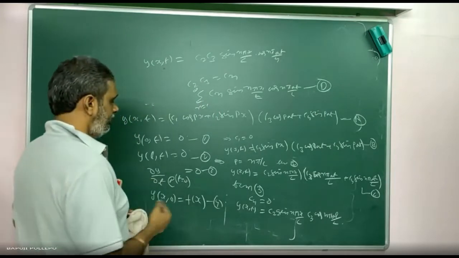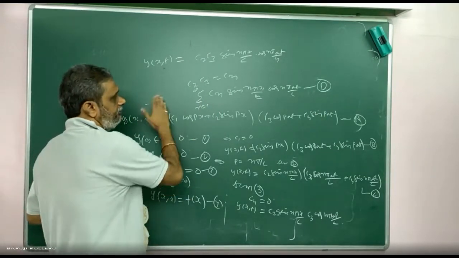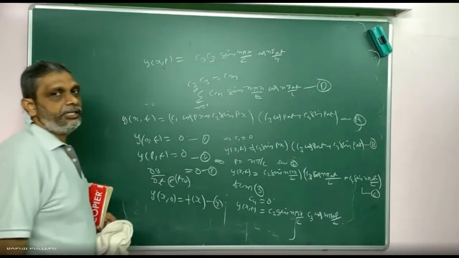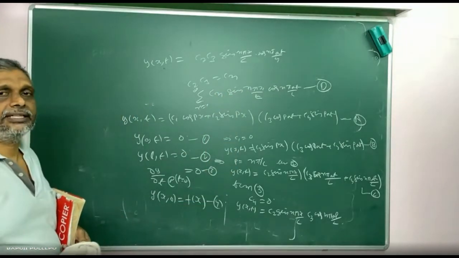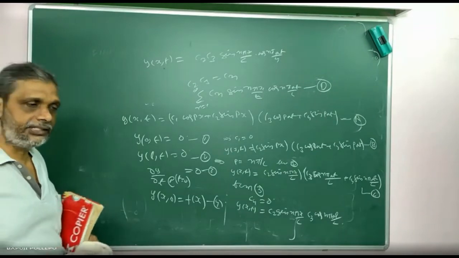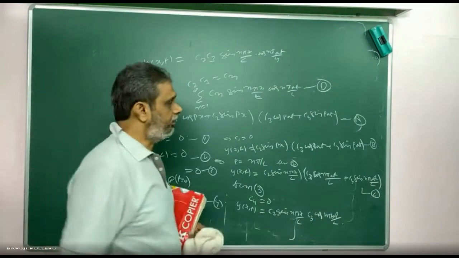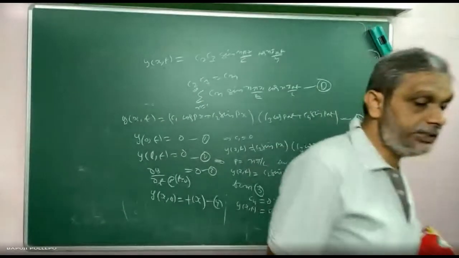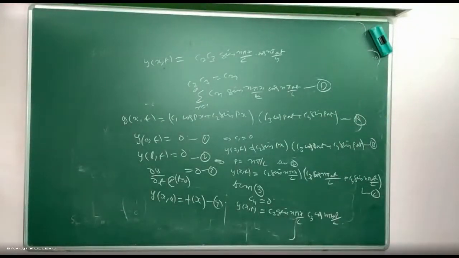If you substitute y of x comma 0 is equal to f of x, what does it mean? f of x is equal to the sum of Cn sin n pi x by l. Cn you can call as Bn, that is nothing but the half range sine series. Up to here clear? Then actually you can go for the Fourier series. Whatever the problem may be, up to these steps all are the same. Here displacement is given. Sometimes they will give velocity. That is a different story.